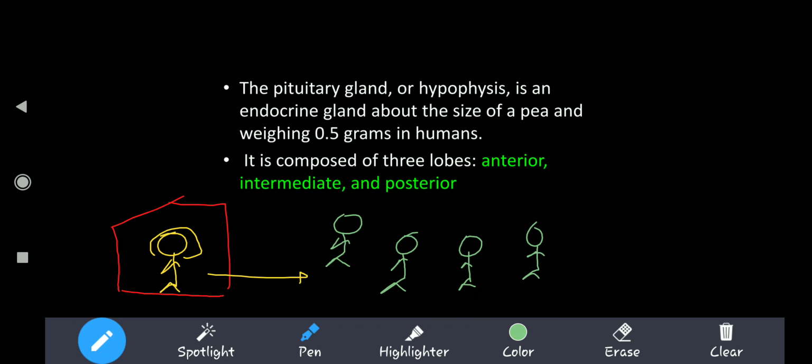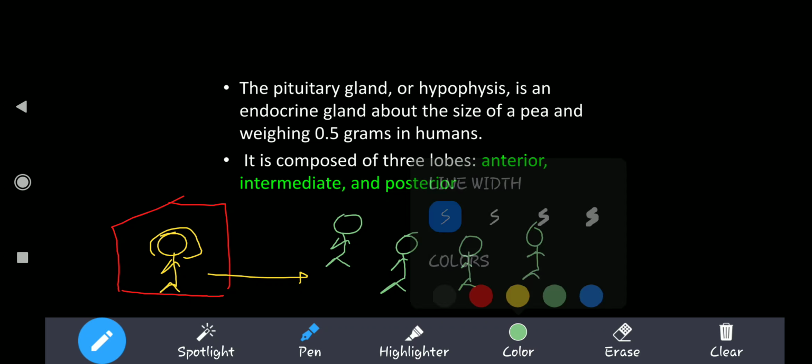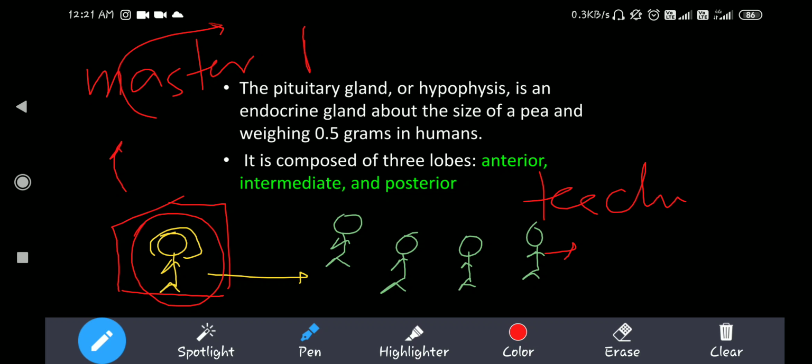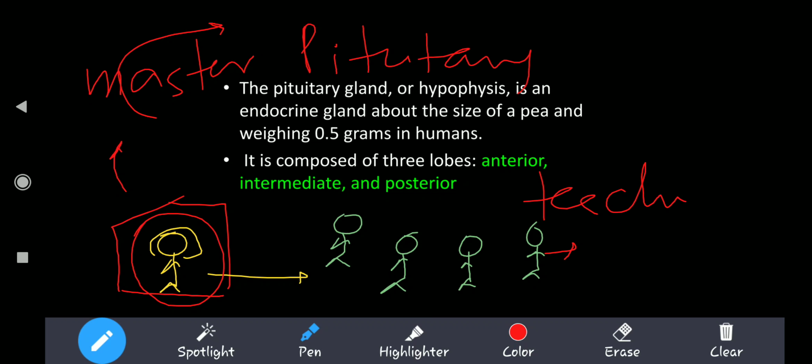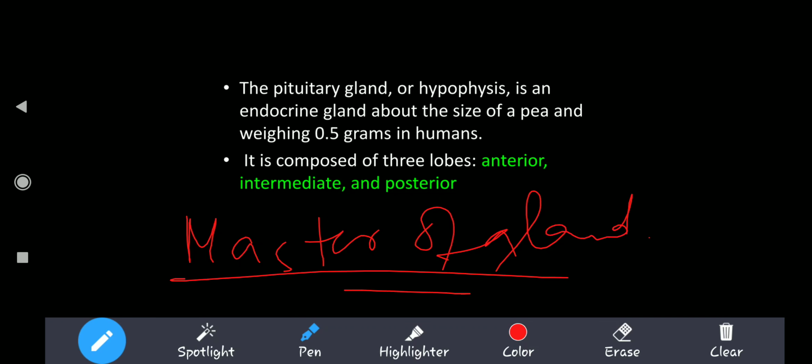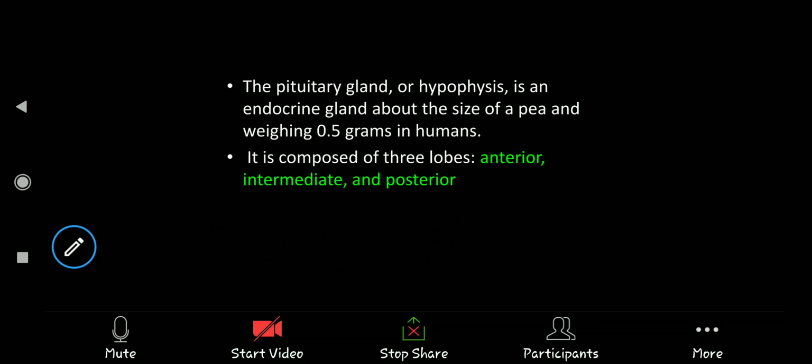Let us correlate this to the things present in our body. The principal is the master of the other teachers. The master of glands in our body is called the pituitary gland, and the other glands we are going to see in other videos. So for now, you have to remember the pituitary is the master of glands. Be it small in size, it has got the control, and so it is called the master of glands.